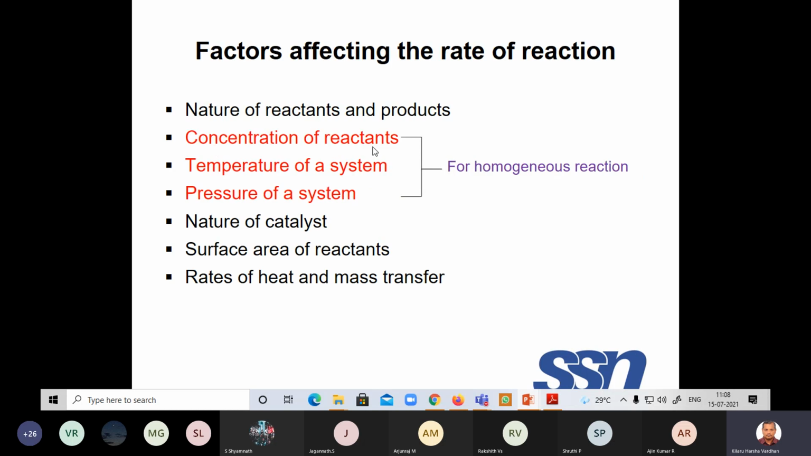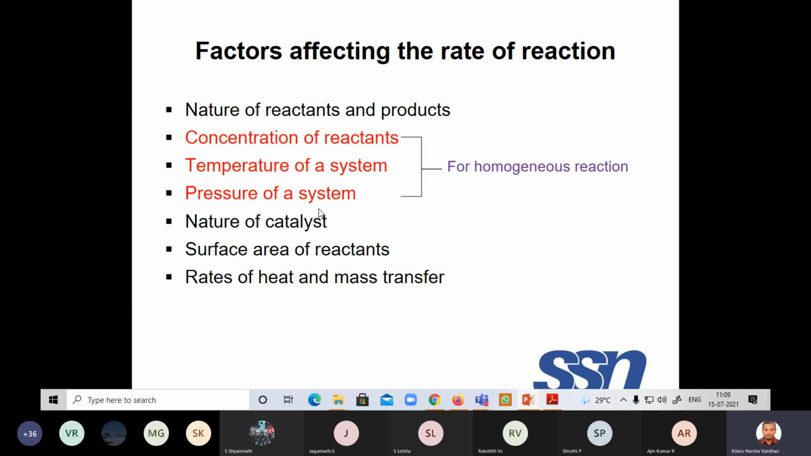Not only the concentration of the reactant, the pressure and temperature play a very important role. The temperature plays a very important role. As the temperature increases, your rate will change. In fact, the rate is very sensitive to temperature. Even a small change in temperature, even one small degree rise in temperature, your rate will shoot up by more than 100%, 200% like that.